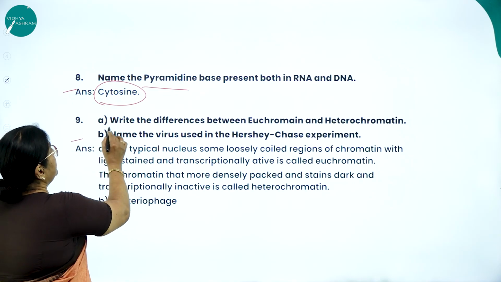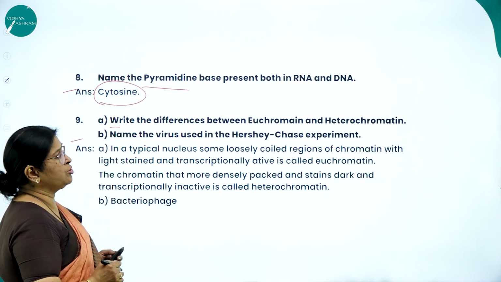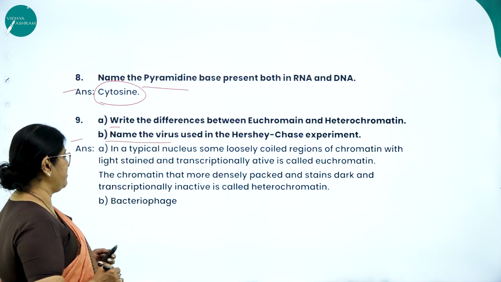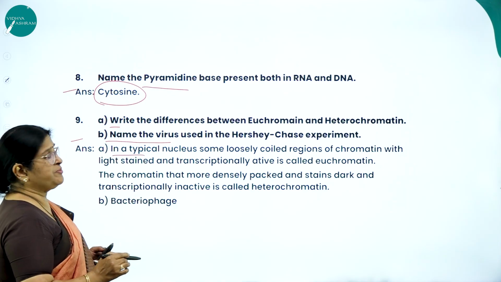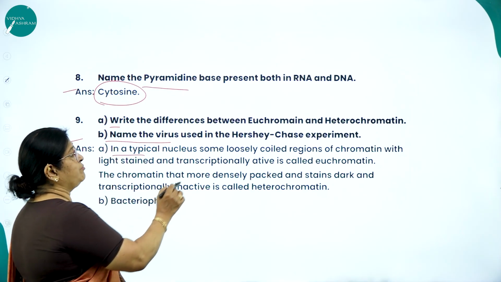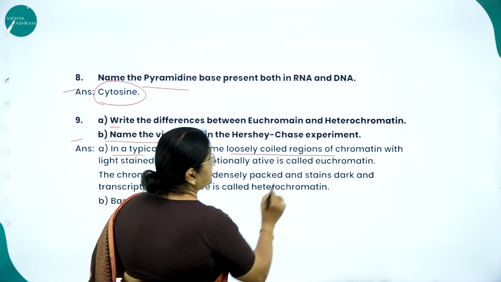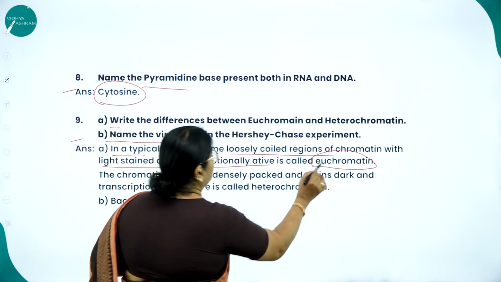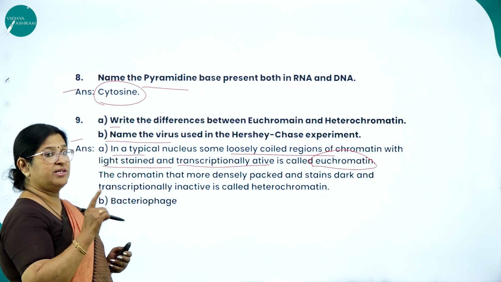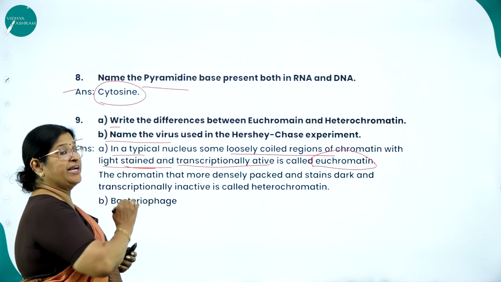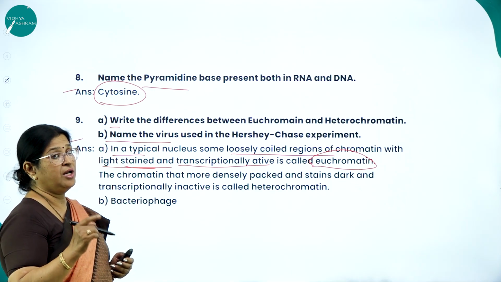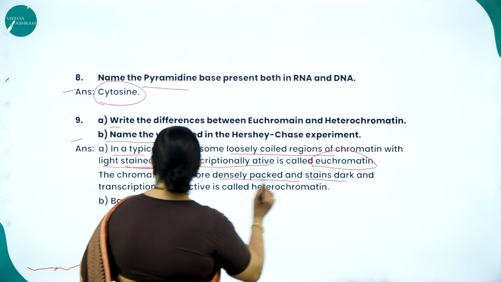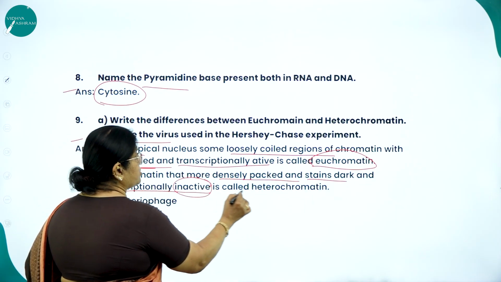Next, 9. Write the differences between euchromatin and heterochromatin. It's a split question. Name the virus used in the Hershey-Chase experiment. What is the difference between euchromatin and heterochromatin? In a typical nucleus, what is euchromatin? Loosely coiled regions of chromatin with light stain and transcriptionally active is called euchromatin. The chromatin that is densely packed, stains darker, and is transcriptionally inactive is called heterochromatin.